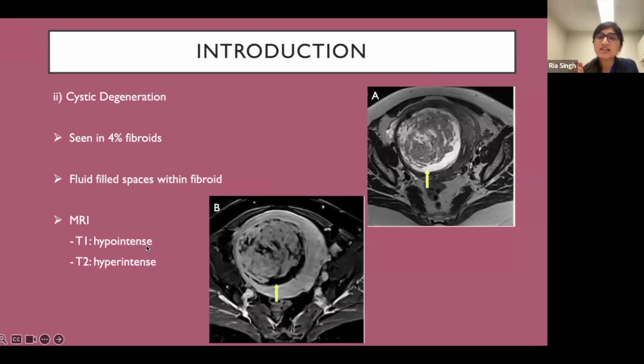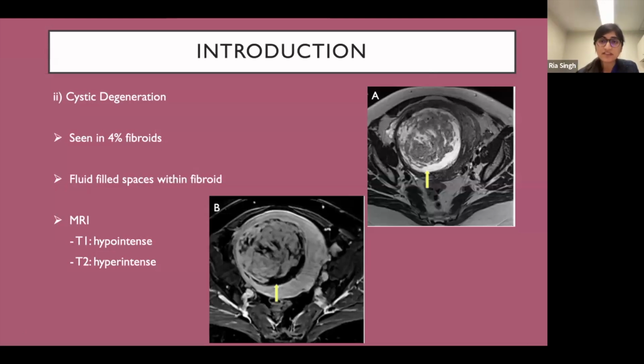Now again, images A and B are T1 and T2 sequences of the very fibroid. In a T1 sequence, you can see that the signal emitted by the fibroid is hypointense, so it is lesser in intensity as compared to the surrounding tissues. Whereas in image B, which is a T2 sequence, the signal emitted by the fibroid is more, so it is hyperintense as compared to the surrounding tissues.